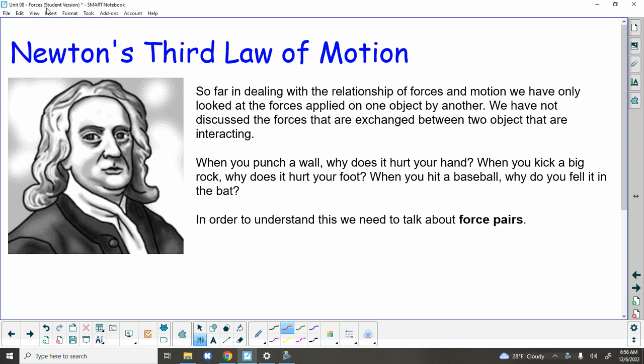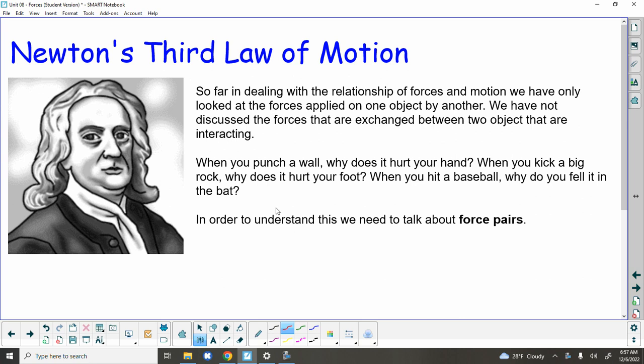So today we're going to be talking about Newton's third law of motion. As we've been working through this unit on forces and how they affect the motion of objects, we've obviously been focusing on Newton's laws of motion. Newton's first law: an object at rest will stay at rest, and an object in motion will stay in motion at constant velocity unless acted upon by an unbalanced force.